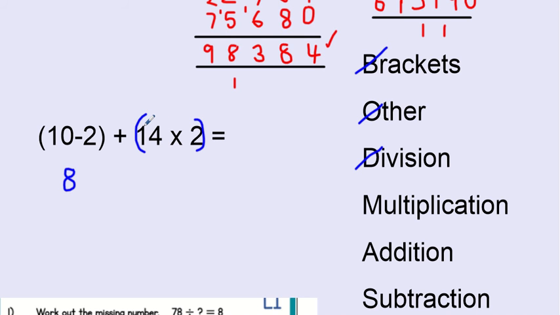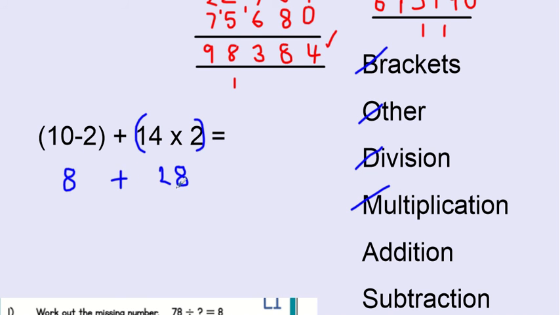Well, I can do 2 lots of 10, which is 20. 2 lots of 4 is 8, and that will be 28. And again, I'm going to jot that down. I'm not going to try and hold it in my head. Okay, have we got any addition to do? Yes, we have. So we have to add these two amounts together.